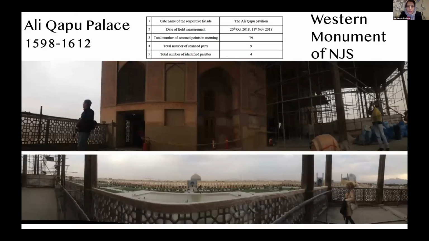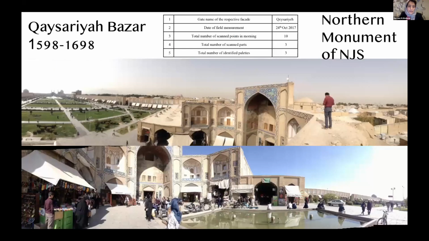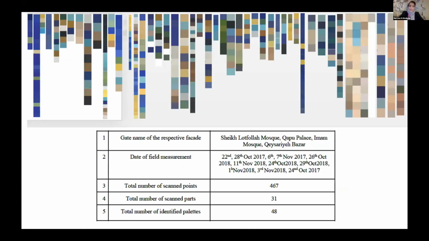The western monument of this square is Gholipour Palace with 79 scan points, 9 scan parts, and 4 identified palettes. And the northern monument is Qaysariya Bazaar with 10 scan points, 3 scan parts, and 3 identified palettes. Finally, this complex had 467 scan points, 31 scan parts, and 48 identified palettes.